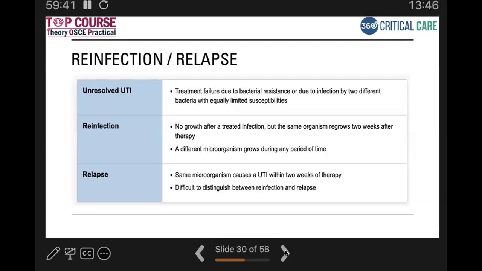So when it comes to reinfection, the patient should have received treatment for 2 weeks, and then been declared negative, and then again a new organism or the same organism is growing. What is a relapse? You are treating a patient with a UTI, not even the 2 weeks is completed, and the patient gets infected again, with another organism. So if within 2 weeks of therapy the patient gets another UTI, it is called relapse. After 2 weeks of therapy, it is called reinfection.